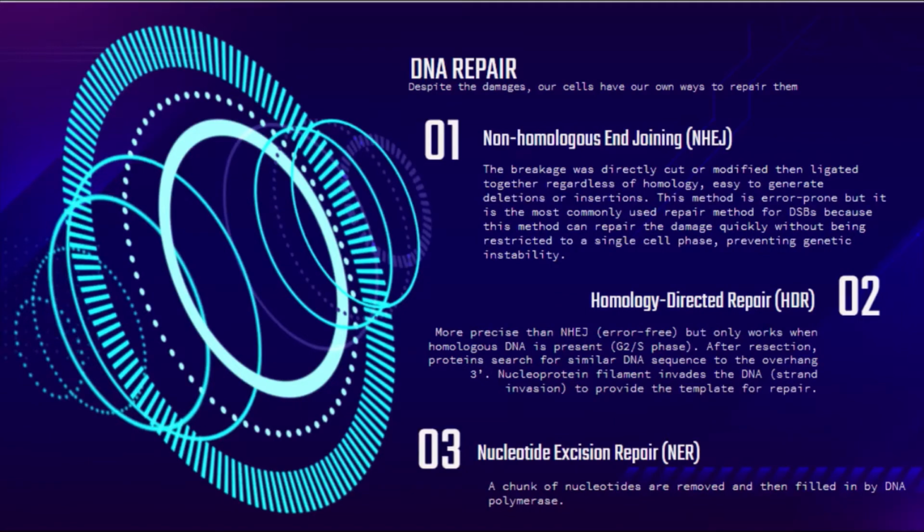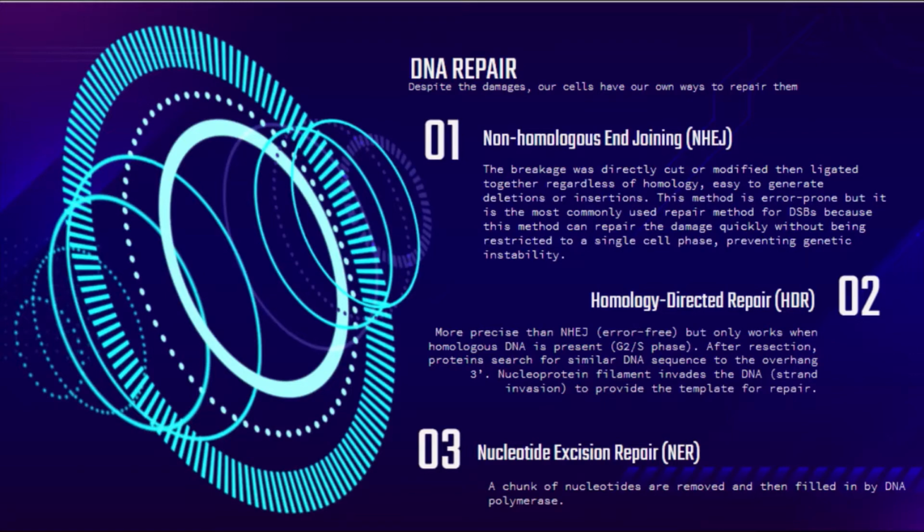Now I'm going to talk about DNA repair. Despite the damage, our cells have their own way to repair themselves. The number one way is called non-homologous end joining. The breakage is directly cut or modified, then ligated together regardless of homology. It is easy to generate deletions or insertions. This method is error-prone, but it is the most commonly used repair method for DSBs, because it can repair the damage quickly without being restricted to a single cell phase, preventing genetic instability.